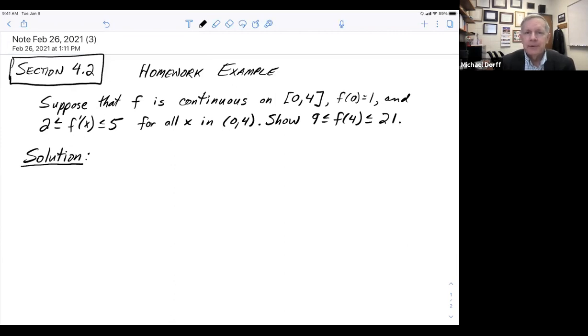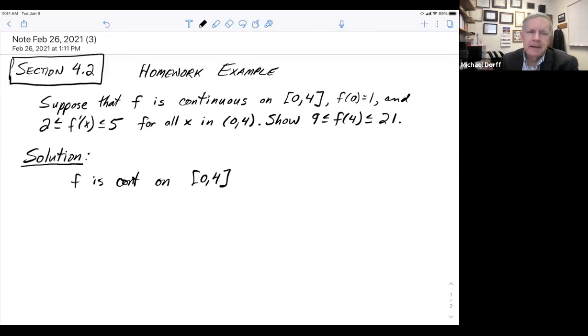We're in section 4.2 and we're looking at this homework example. In this example, we notice that f is continuous on the closed interval from 0 to 4.